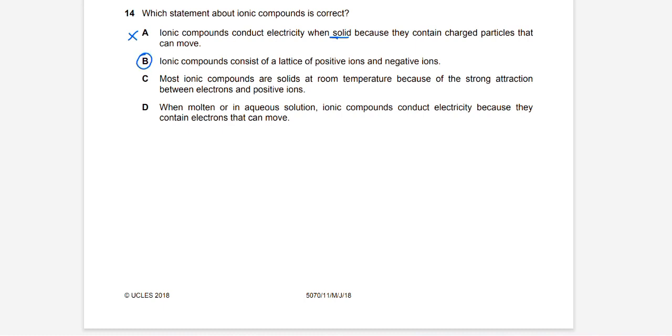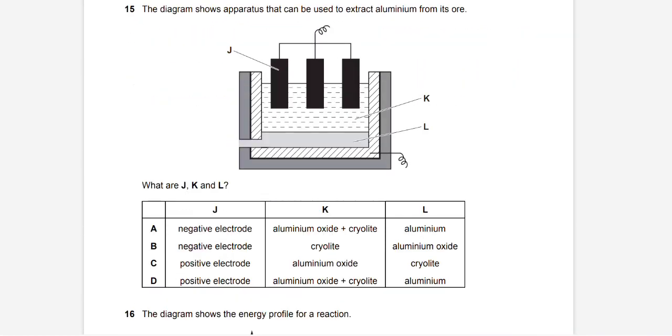Most ionic compounds are solids at room temperature. No, not most. All of the ionic compounds are solid. When molten or in aqueous, ionic compounds conduct electricity because they contain electrons. No, they conduct electricity when molten and in the aqueous form, but they don't have electrons. They have free ions. So B option is correct.